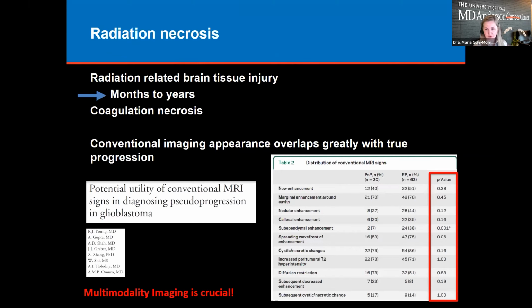Beyond the first 3 months after radiation, patients can present with findings of radiation-related injury or radiation necrosis. This can be months to years from the time of radiation and truly is the biggest challenge for clinicians and radiologists in the post-treatment setting. Unfortunately, the conventional MRI imaging appearance of radiation necrosis greatly overlaps with true progression. Furthermore, radiation necrosis and tumor progression frequently occur together. As radiologists, we'd like to think we can distinguish the two. Unfortunately, studies have shown that no single conventional imaging MR parameter has been proved to be specific.